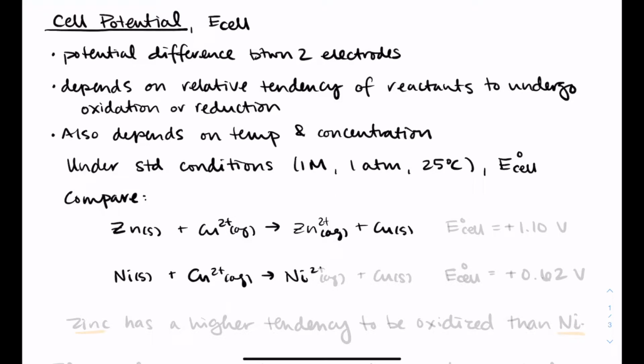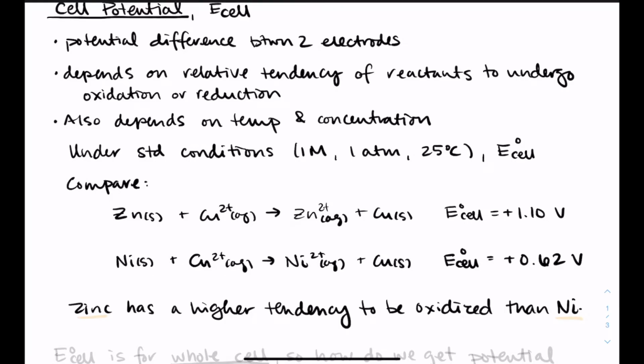The top reaction has a standard cell potential of positive 1.1 volts, and the second reaction has a standard cell potential of positive 0.62 volts. So a larger value for the cell potential with zinc. What this means is that zinc has a higher tendency to be oxidized than nickel, right? Zinc is being oxidized. The potential value is higher when zinc is put with copper. Zinc has a higher tendency to be oxidized.